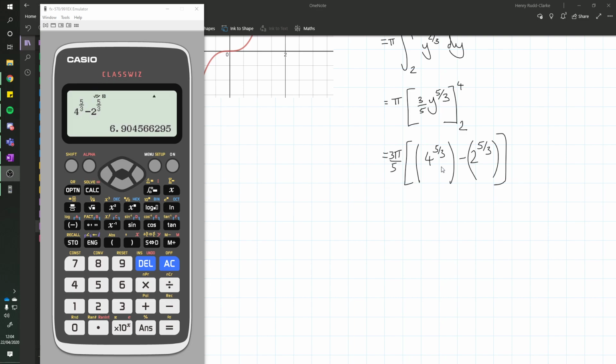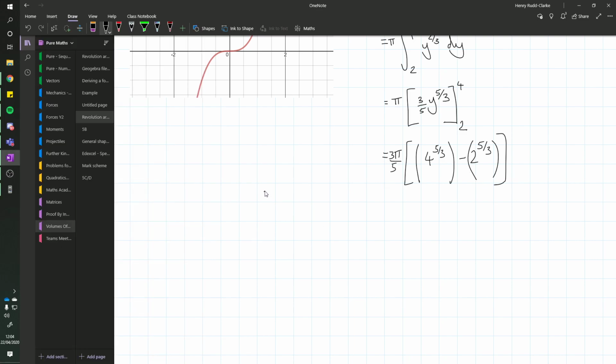We're not going to spend too much longer talking about this, but it is possible that you could have to write this in index form somehow. For example, 4 is actually 2 squared, so 4 to the 5 over 3 is actually 2 to the 10 over 3, and then we can maybe start manipulating it. It seems pretty unlikely. To be honest with you, they'll probably give you something that'll give you an exact answer. But this is 6.90 times 3 pi over 5.